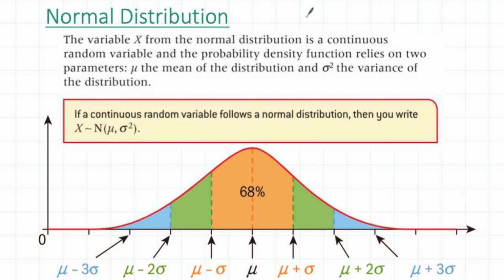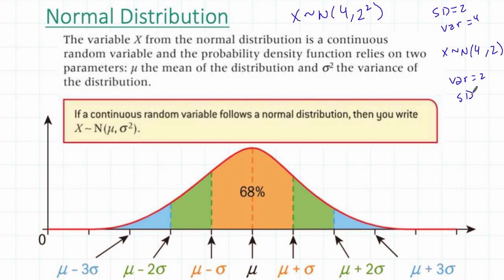So for example, if x follows a normal distribution of 4, 2 squared, this is how they'd write it. It means the standard deviation is 2 and the variance is 4. If you are seeing normal distribution of 4 and 2 only, it means that the variance is 2 and the standard deviation is the square root of 2. So they have to write it as the standard deviation here.